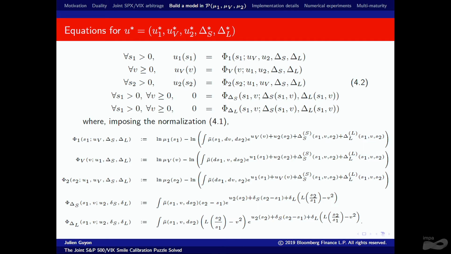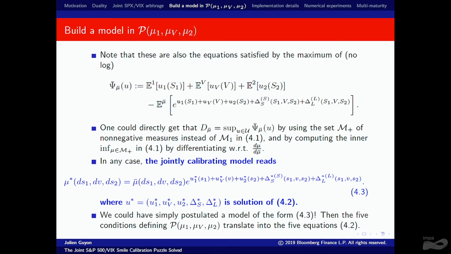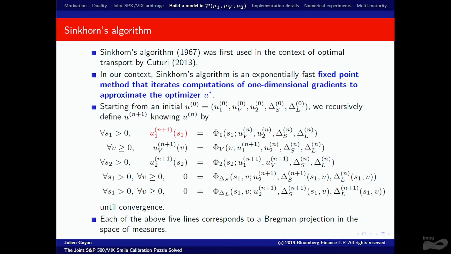Of course, you don't have to look at the equation, but what's important is that you get U1 if you know all the others, UV, U2, delta S, delta L. You know UV if you know the others, U1, U2, delta S, delta L, and so on and so forth. That paves the way for an iteration algorithm, which is exactly the Sinkhorn algorithm. In the interest of time, I should skip the detail, but basically, if at iteration n you have an estimation for your portfolio, you get U1 n plus 1 that you plug in here, that gives you UV n plus 1 that you plug in here with the U1 to get U2 n plus 1, and so on and so forth.